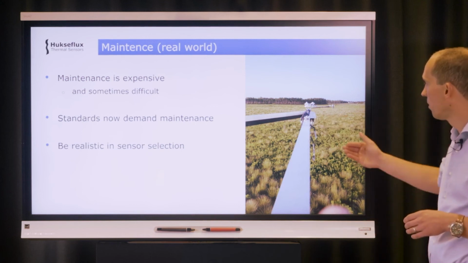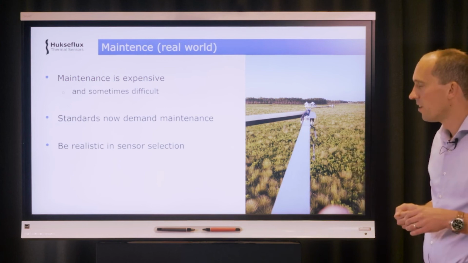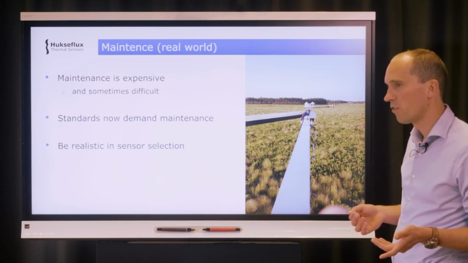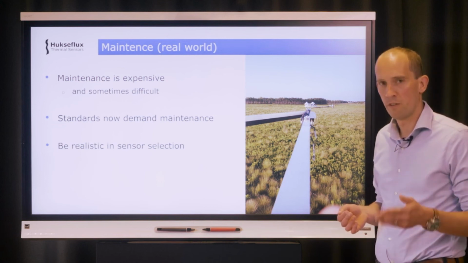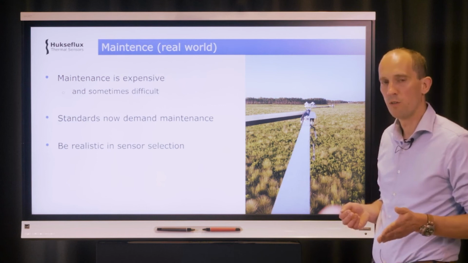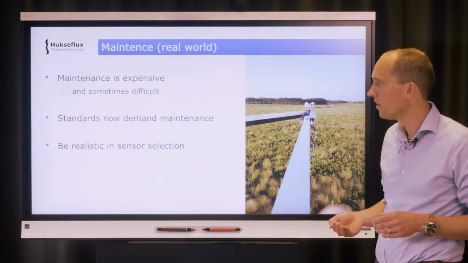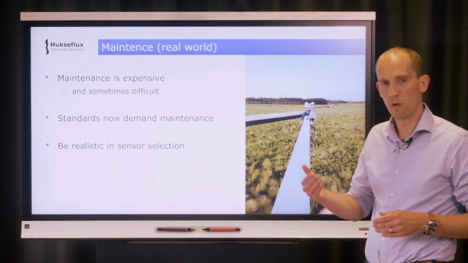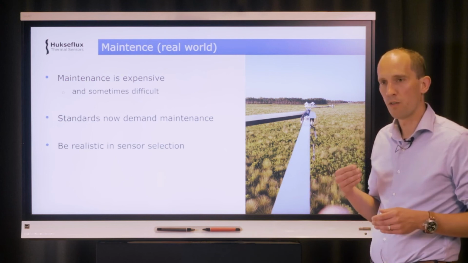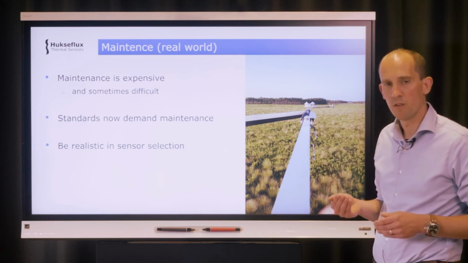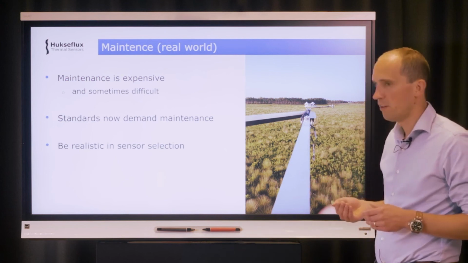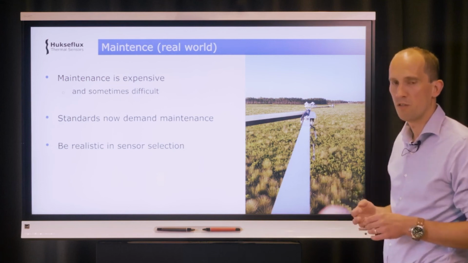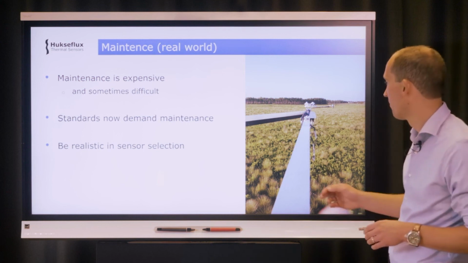And also, how do you now start to clean this instrument? And even though standards now demand maintenance, which may force you to invest, it's important to realize that maintenance is critical for your measurement accuracy. So you have to be realistic in sensor selection. If you cannot afford, or if it's not possible to do proper maintenance, there is not much to be gained by getting a very accurate, expensive instrument. The accuracy you lose by the lack of maintenance easily offsets the performance specifications from one class to the other.